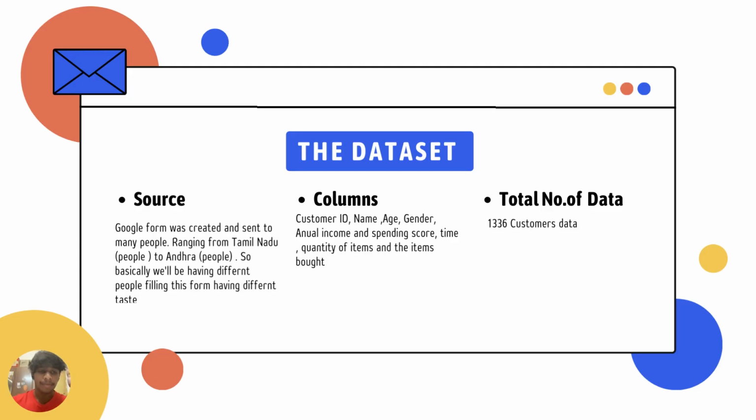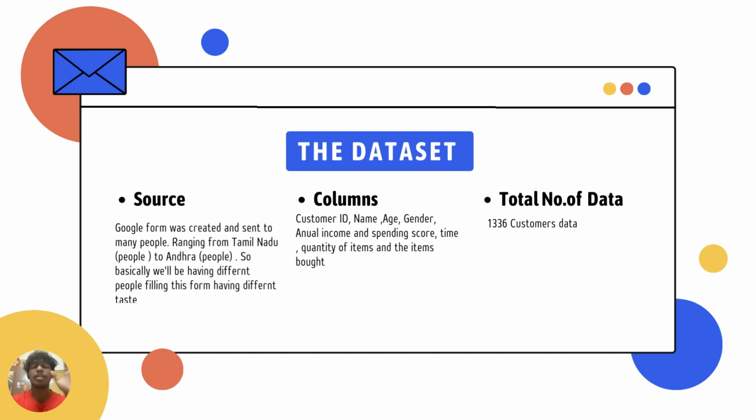The source of our data set is a Google form. We created a Google form and sent it to every single person we could, ranging from Andhra to Tamil Nadu. So we get the different tastes of people buying different things, and get accurate values rather than getting things from the internet.